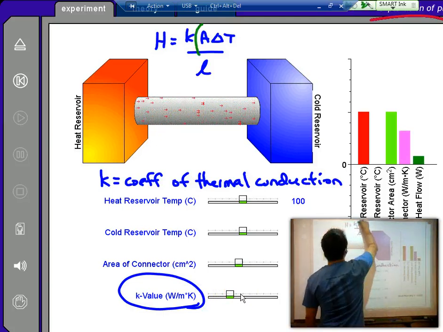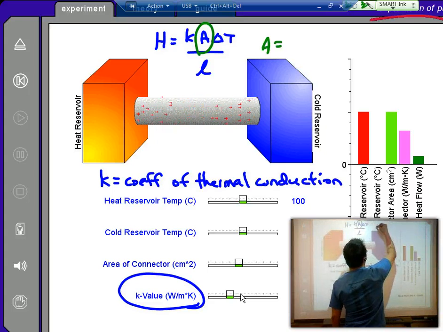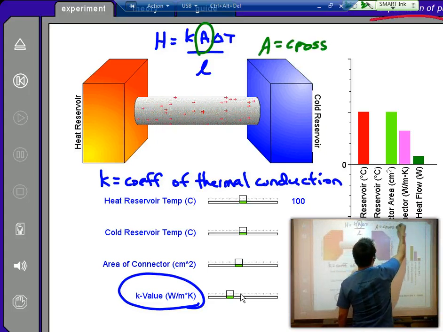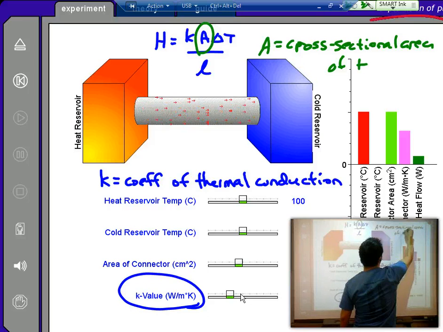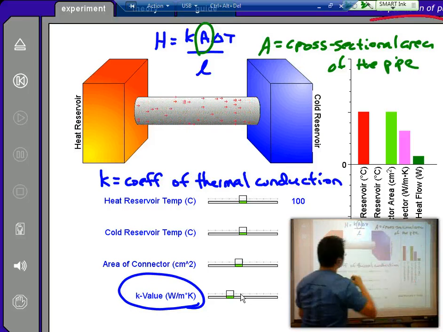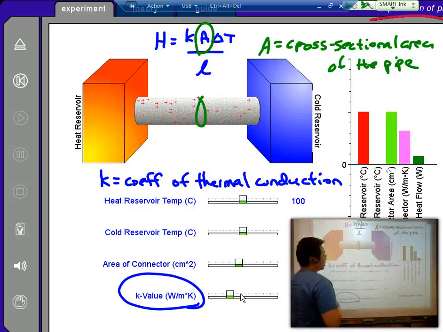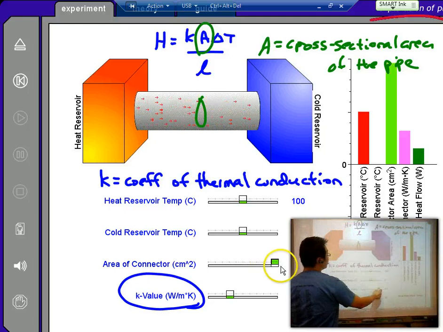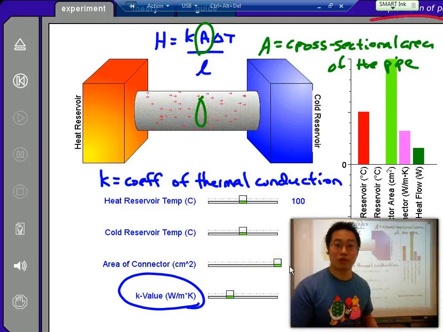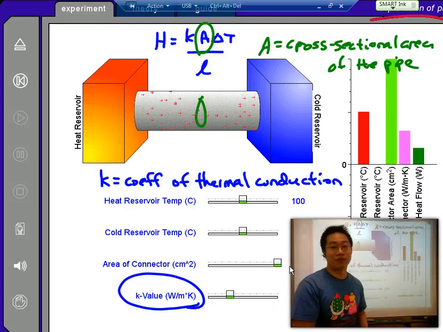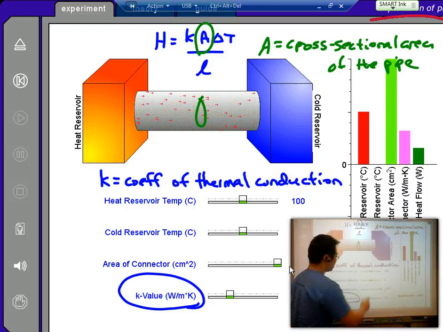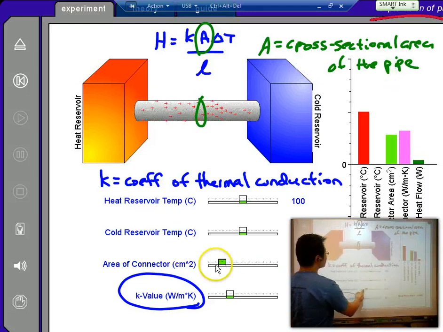A is the cross-sectional area of the pipe, meaning it's literally how thick that pipe is. And if I increase the area of the connection, obviously a lot more heat is able to transfer through. So if I make it a thicker and thicker area, I increase the amount of heat transfer. And of course, vice versa, with a smaller pipe, we have less heat transfer.